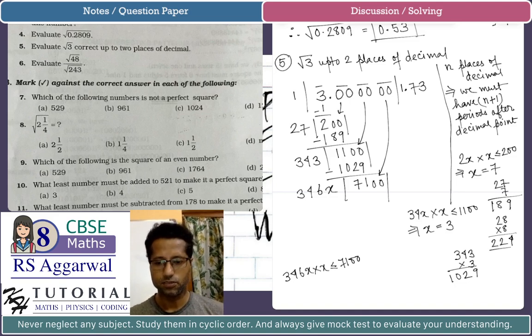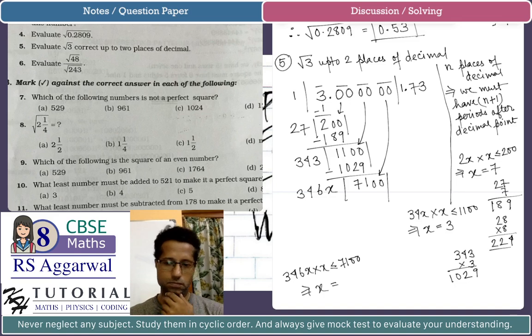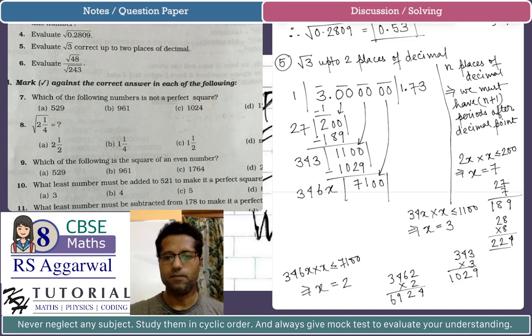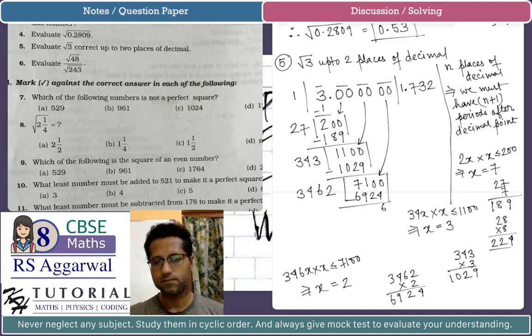So what can x be? 346x multiplied by x has to be less than or equal to 7100 and x has to be maximum. Can x be 3? No. I think x will be 2. X cannot be 3. So 3462 multiplied by 2 is 6924. So x will be 2. 2 gets appended to the quotient, and 3462 multiplied by 2 is 6924.